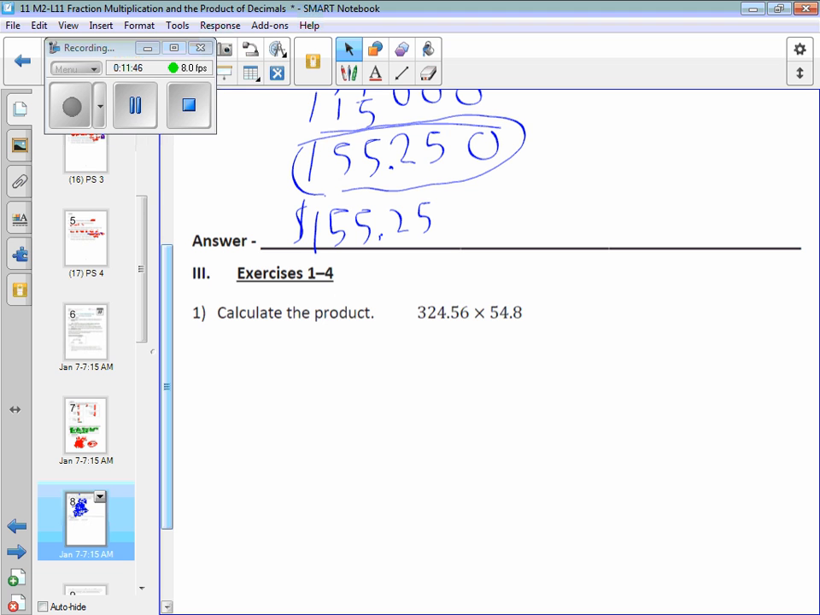So just be careful. You have to find the product, line everything up the way you're supposed to, and get an answer. And make sure the decimal's in the right spot, too. You get it right, you get a ticket. Okay? Come up when you're ready.